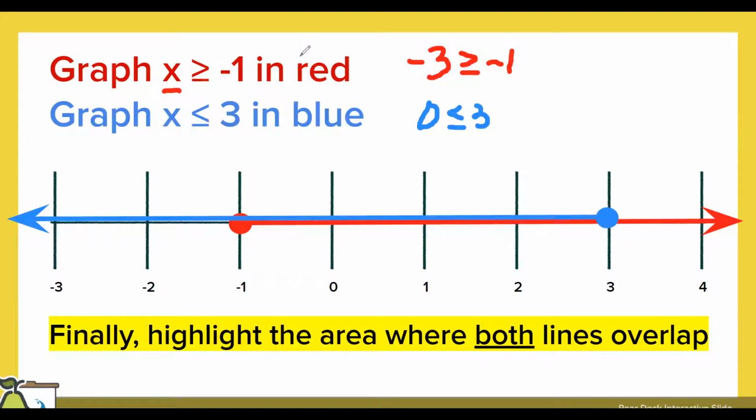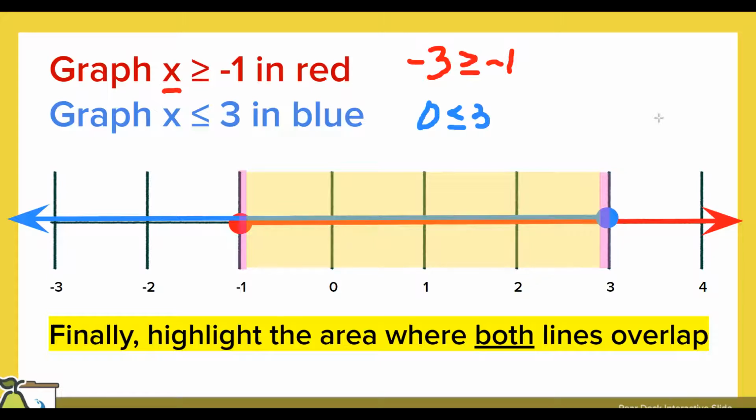Now comes the tricky part. We need to highlight the area where both lines overlap. Many people during class highlighted the area like this, which you can see the overlap. But I asked a question to them. What about the areas that include our endpoints? In other words, should -1 and +3 count as areas where both lines overlap?